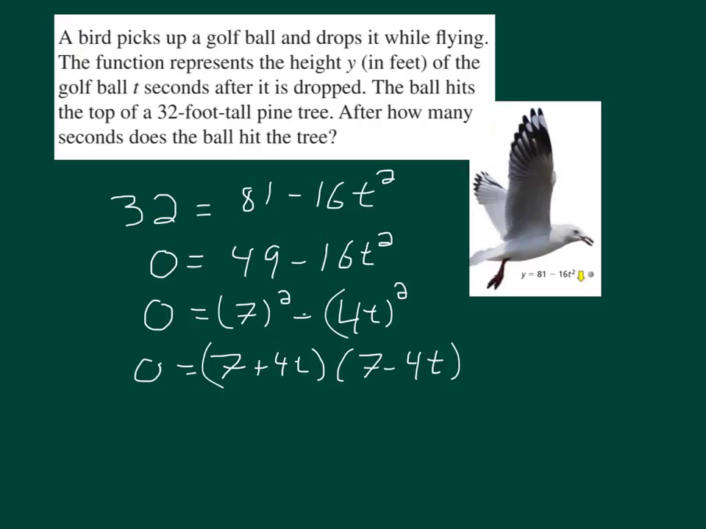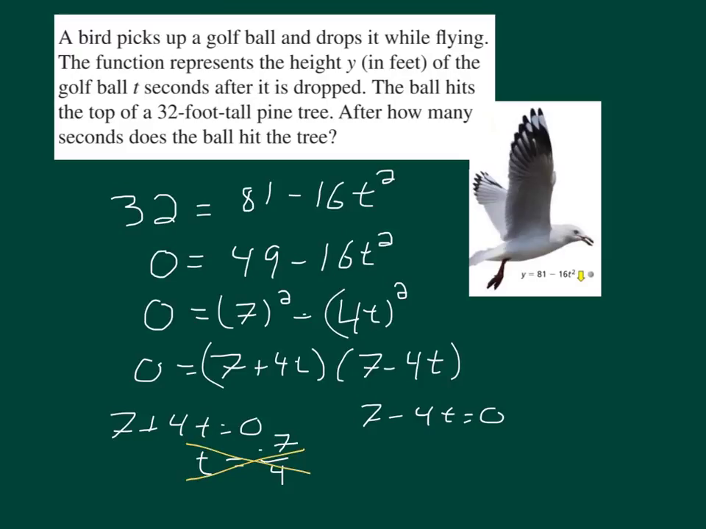And now I can split and solve pretty easily. I get 7 plus 4t equals 0, and 7 minus 4t equals 0. Now, if I solve the left equation first, I end up getting that t equals negative 7/4. And since we're measuring time, that doesn't make any sense. It doesn't make any sense to have a negative time. So I'm actually going to disregard that answer right away.